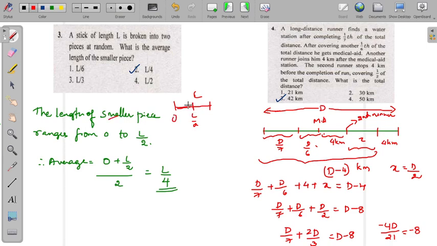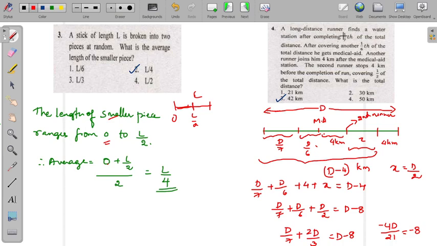Then I can do it like this: L by 3, L by 4, any length. So always the length of the smaller piece ranges from 0 to L by 2 maximum. Therefore for the average, we take the range, minimum value and maximum value, and take the average of the range: 0 plus L by 2 divided by 2, so that is equal to L by 4. Hence the option is the second option.